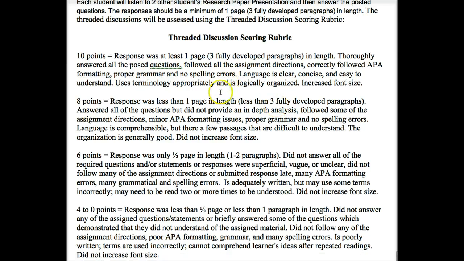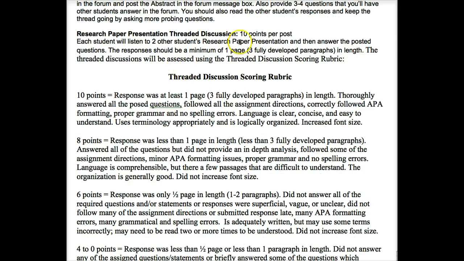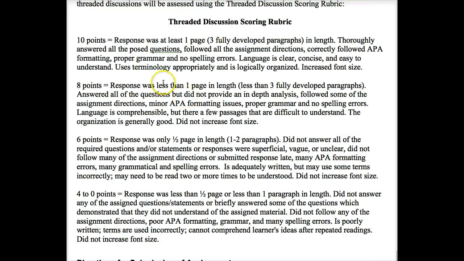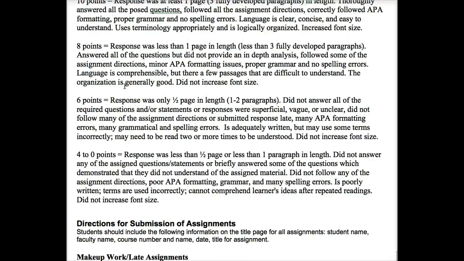And then I'll use this rubric. You'll see that each post is worth 10 points. It should be at least the minimum of 3 fully developed paragraphs in length, thoroughly answer all posted questions, follow the assignment directions, and so on. And you can read that on your own.